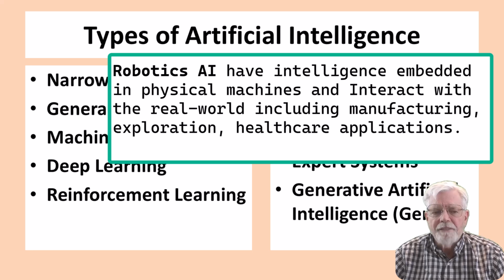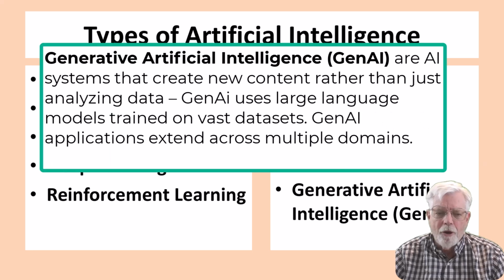Robotics AI have intelligence embedded in physical machines and interact with the real world, including manufacturing, exploration, healthcare applications. Generative artificial intelligence, GenAI, are AI systems that create new content rather than just analyzing data. GenAI uses large language models trained on vast data sets. GenAI applications extend across multiple domains.